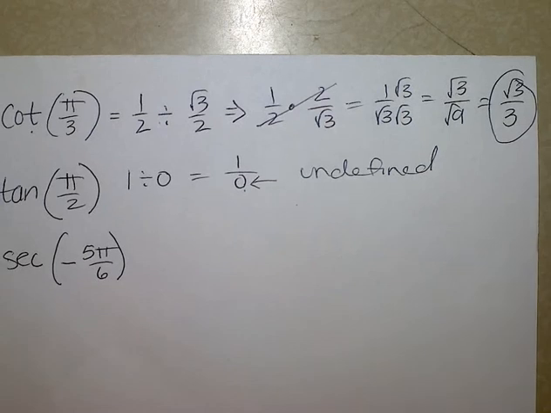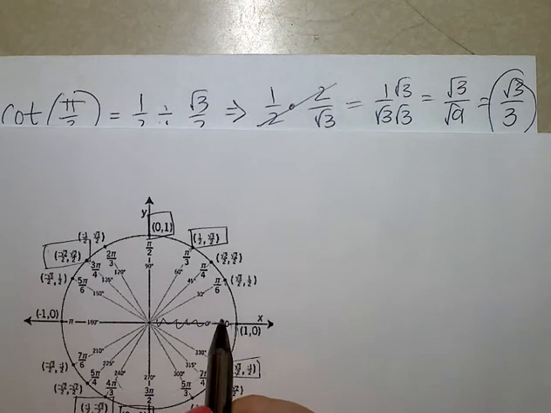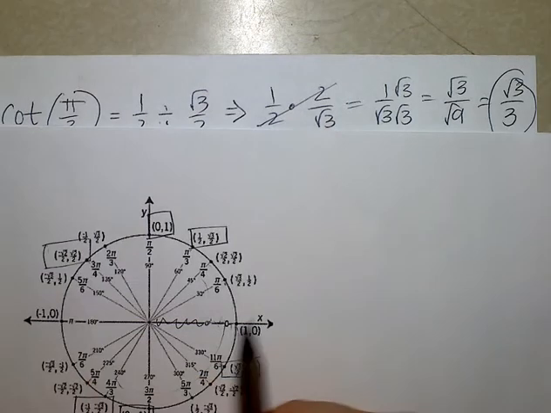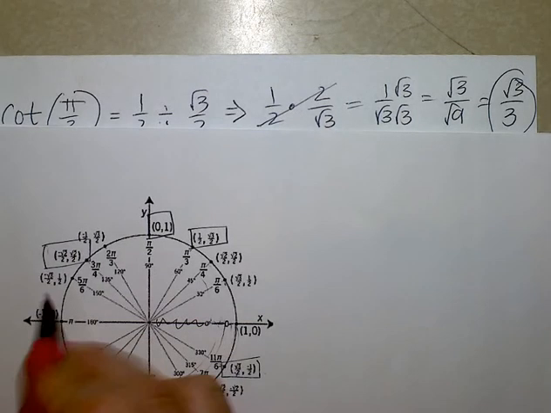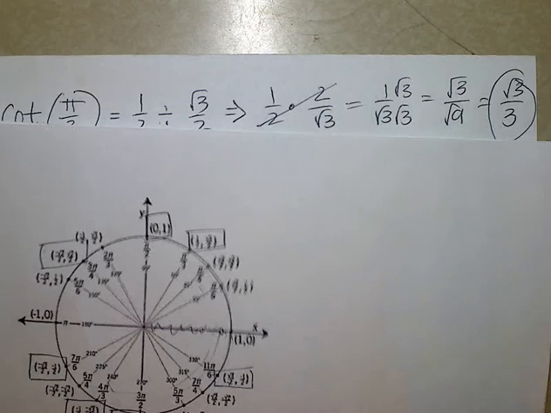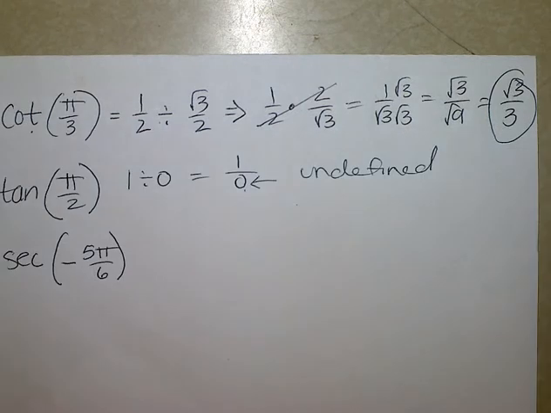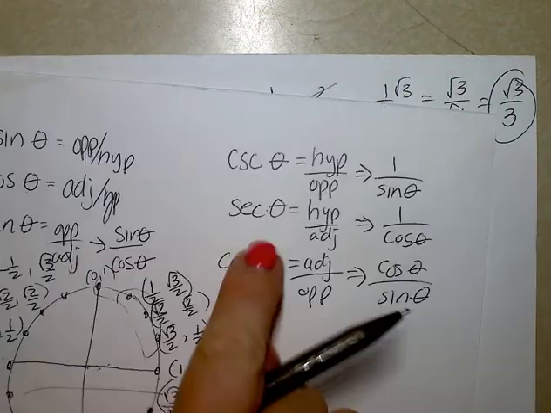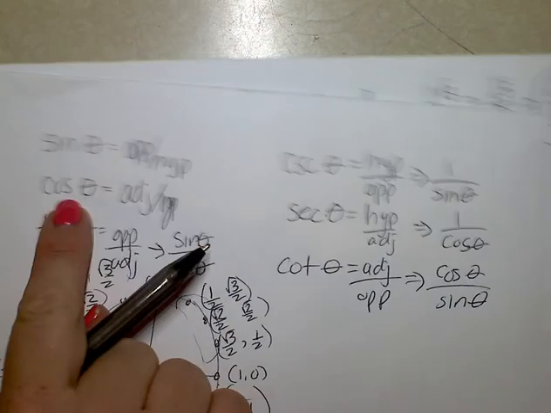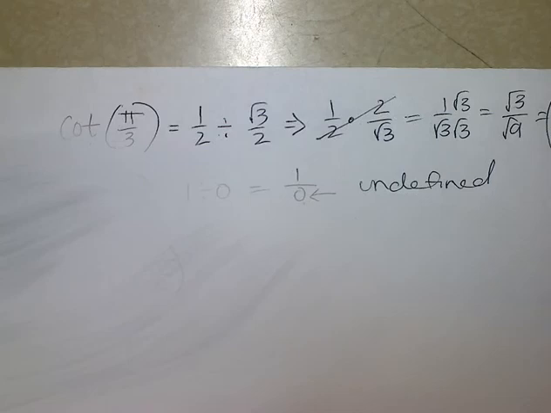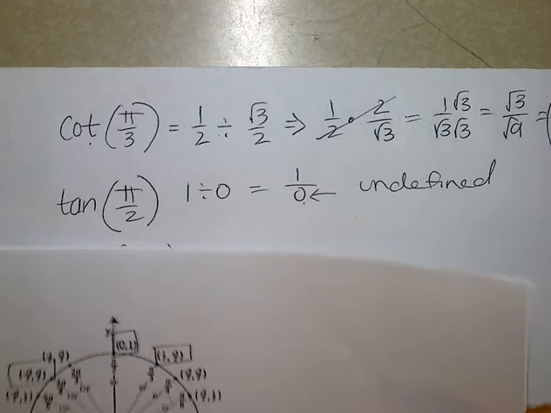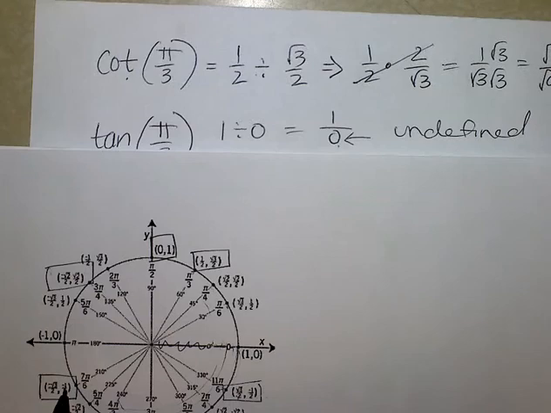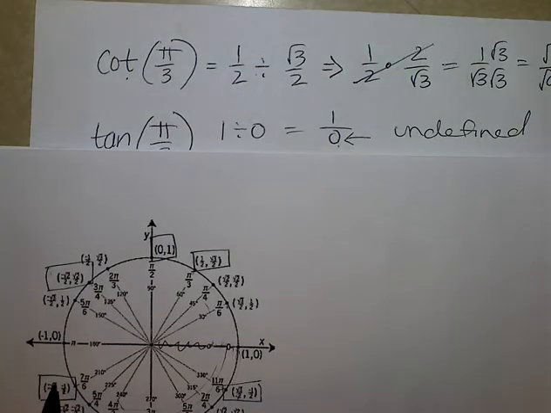Secant of negative 5 pi divided by 6. 5 pi divided by 6 is 150 degrees from your starting point. So I'm going to go backwards 150 to this location. Now secant is the reciprocal of cosine. So let's identify the cosine at this location. Here's negative 5 pi over 6. The cosine is negative radical 3 over 2.